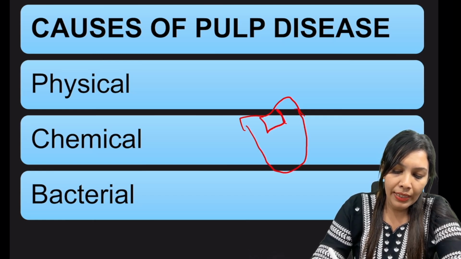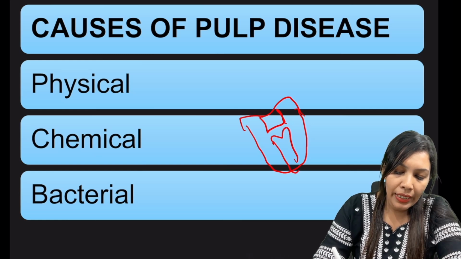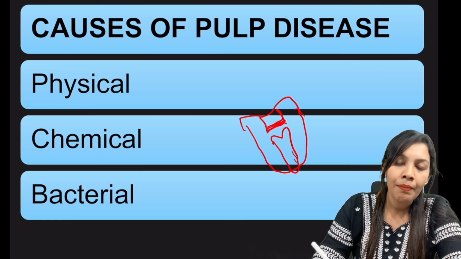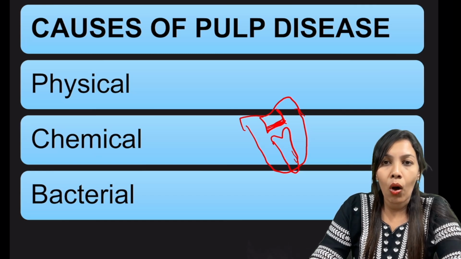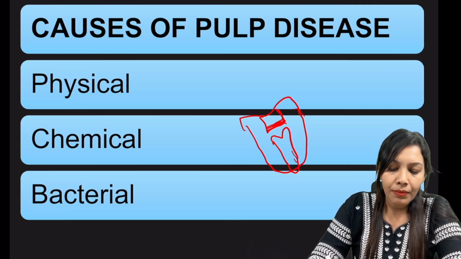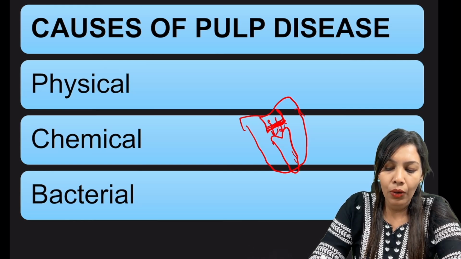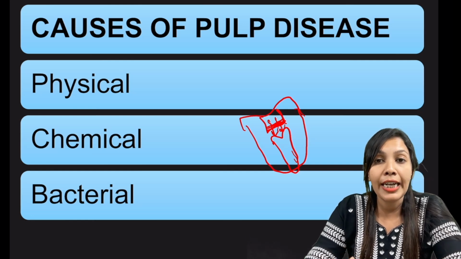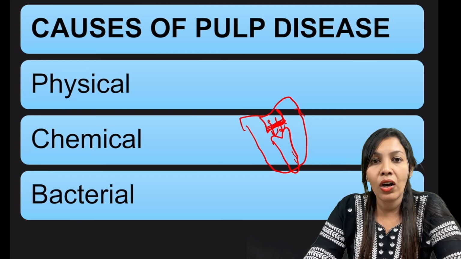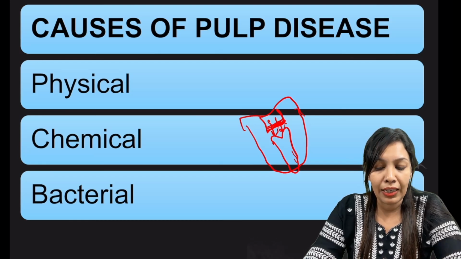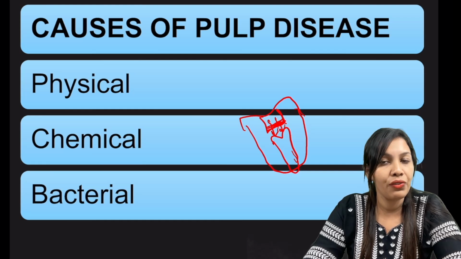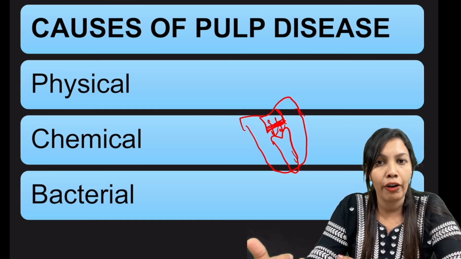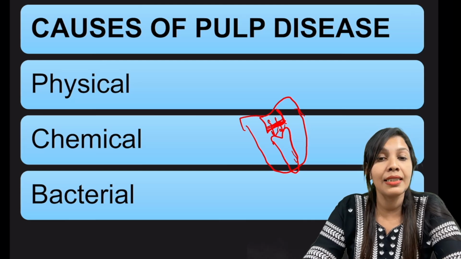Whenever we do a restoration and the pulp is so nearby, if it is not protected by a base, liner, or varnish, the corrosion products or materials from this restoration can come down to the pulp, and it can often lead to necrosis of the pulp. So we cannot do an unprotected restoration, which can often lead to pulpal disease. Next is bacterial.